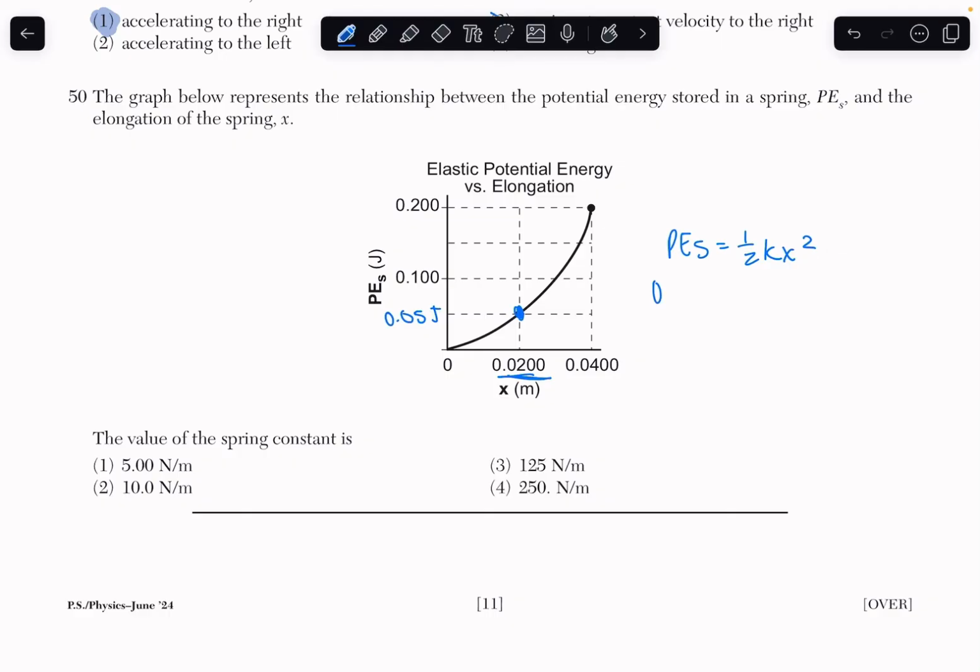So PES, or 0.05, equals 1/2 k times 0.02 meters squared. And once we do that math, we're going to get a spring constant of 250 newtons per meter. So, that is our last question for today.